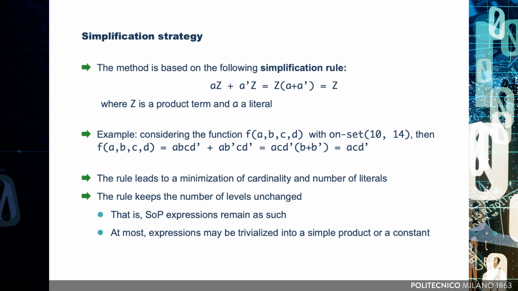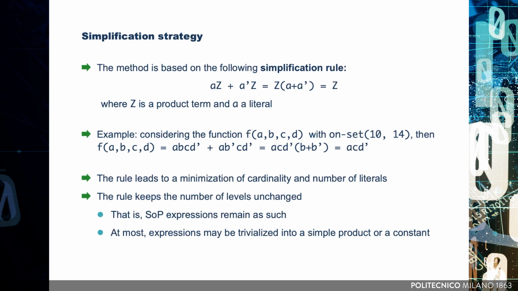Considering Z as any product term and A as a literal, the rule states that the expression in the form of a sum of products, A and Z, or not A and Z, can be transformed into Z and (A or not A), which after simplifying the sum within the parentheses leads to a result equal to Z.